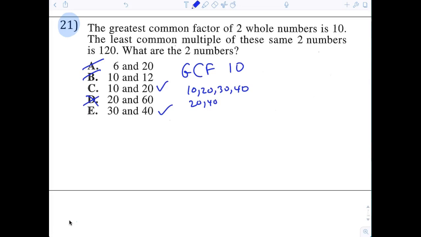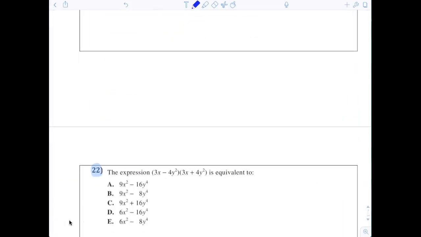Does everybody see that? So it's not C, it has to be E, because again, think about the multiples of 30: 30, 60, 90, 120; 40, 80, 120. Does that make sense now? It's a good review question to make sure that you understand the difference between a multiple and a factor. All right?